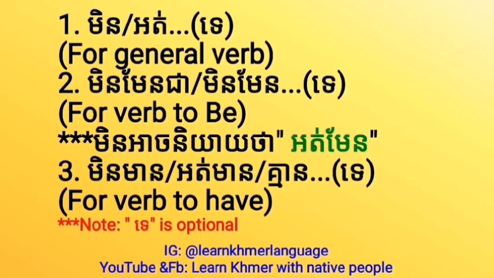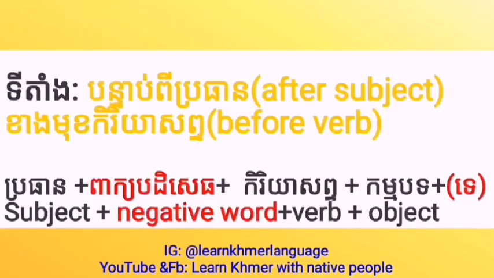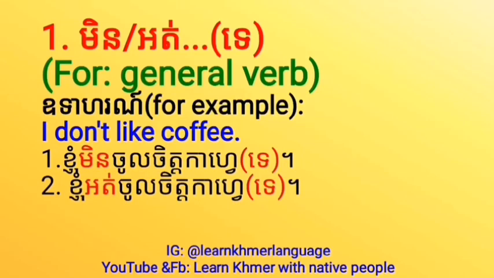And note that the word te is optional. You can use or not use, both are right. Yes, and for the location of the negative word is after subject but before verb, and its form is subject plus negative words plus verb plus object, and we put the word te at the end of sentence, and the word te is optional. Okay, and here is the example of each condition that you already know.